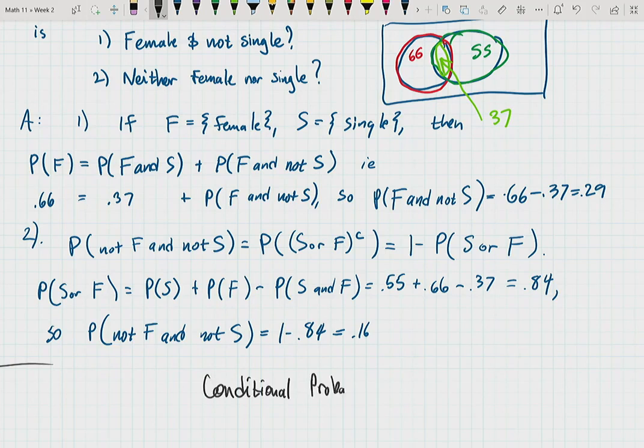On to conditional probability. Like this one means the complement, the event that this does not happen. It's the opposite. So I'm saying, if you are not female and you're not single, that is the opposite of being either single or female, right? This is the statement that single or female did not happen.